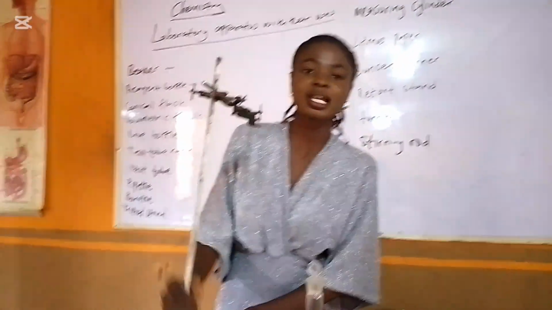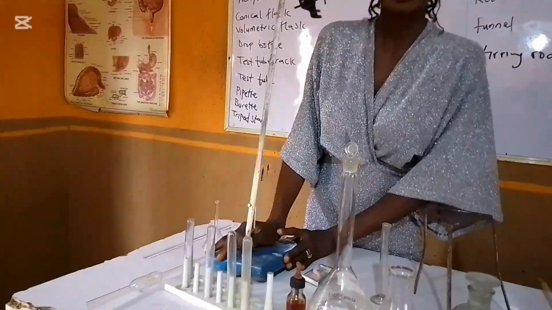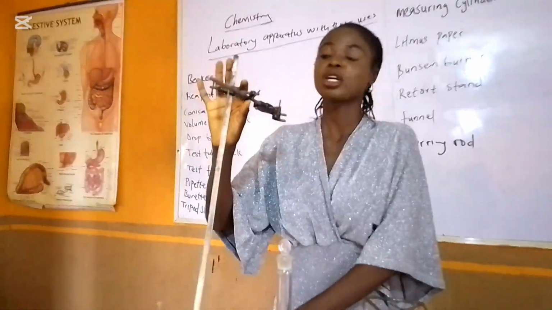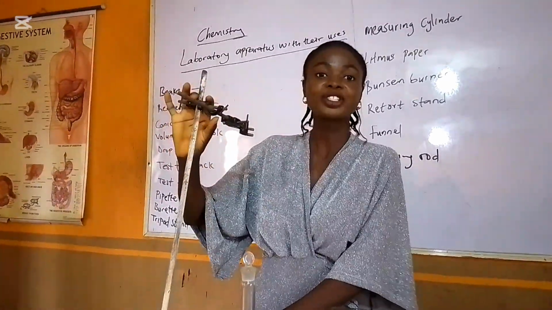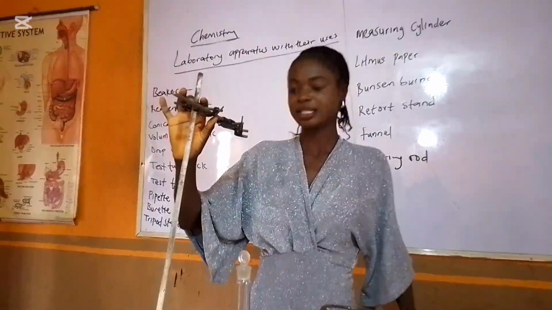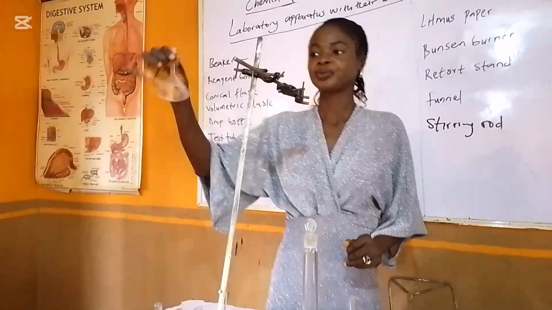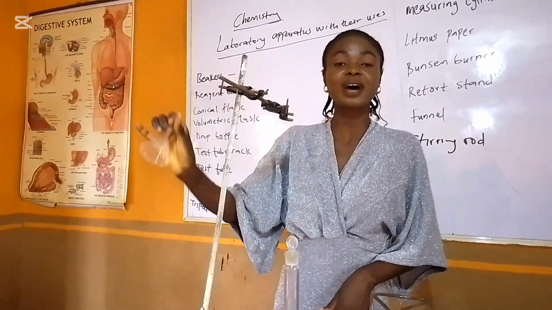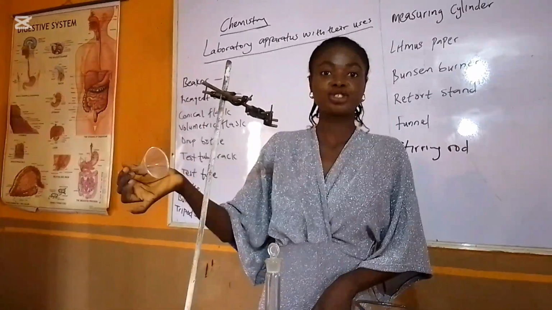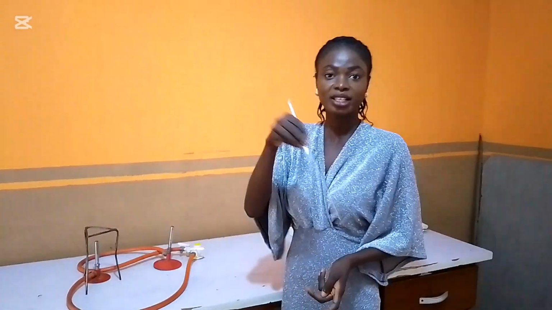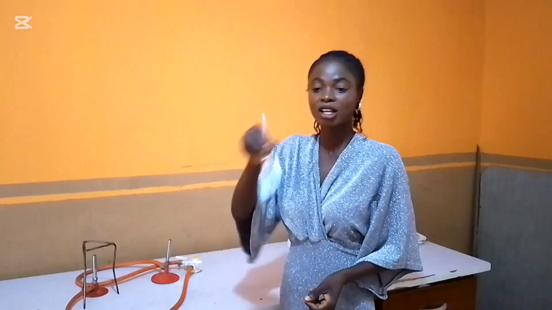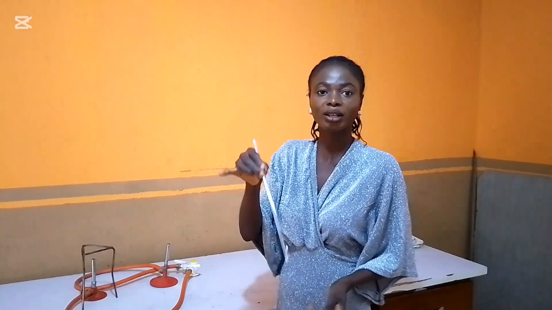And this is the retort stand. This retort stand is used to support other equipment, laboratory apparatus or laboratory glassware, like the burette. This is the funnel, and the funnel is used to transfer acid or base. Okay, this is our stirring rod. When we are conducting an experiment, we use this to stir it to achieve homogeneity, so that the color of the solution can go round.